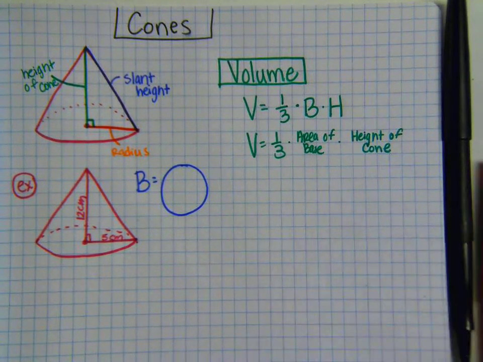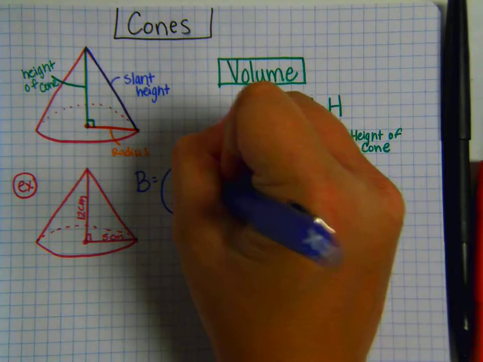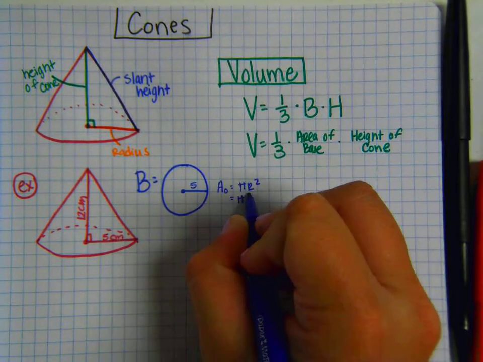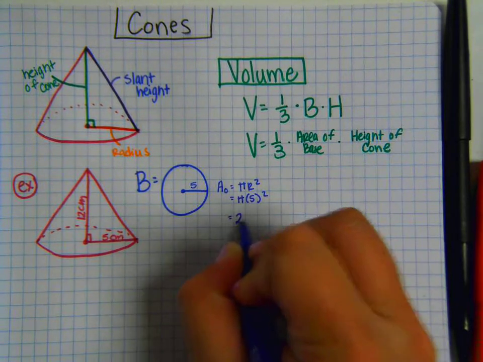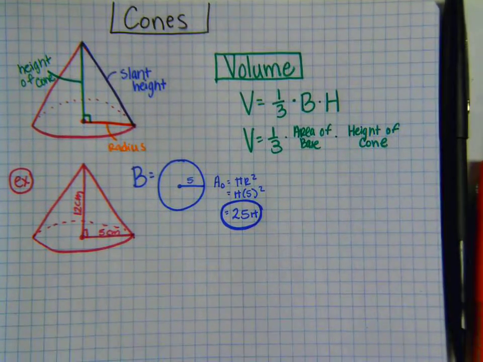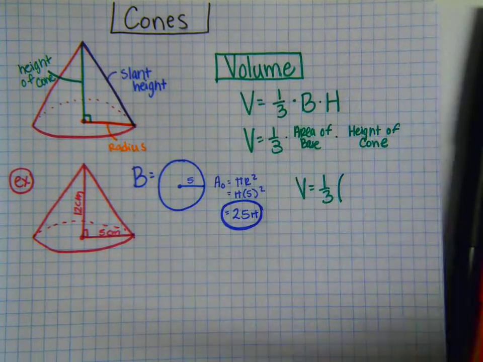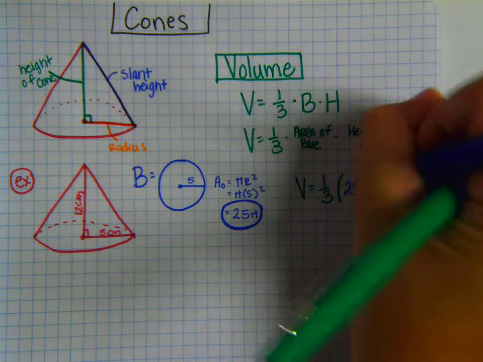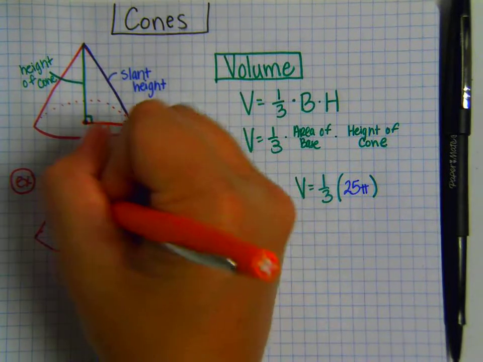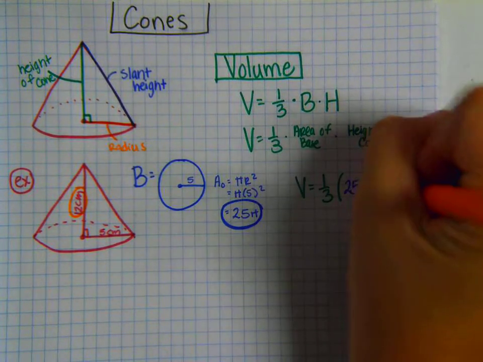So we're going to follow this formula. Like I said, we're going to find the area of the base first, and this is 5. So that would mean the area of the circle would be pi r squared. So that's pi 5 squared, or 25 pi. Again, I'm going to circle it so I don't lose track of my big B. So volume is 1/3 times 25 pi times the height, which is right here, so times 12.